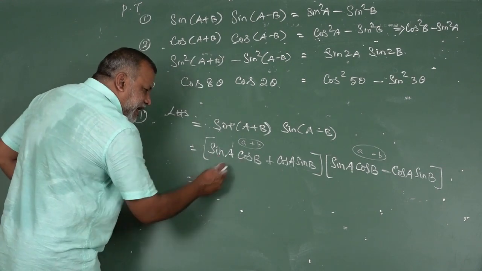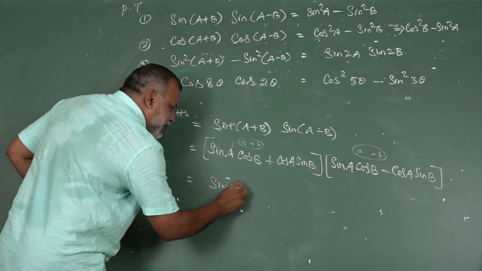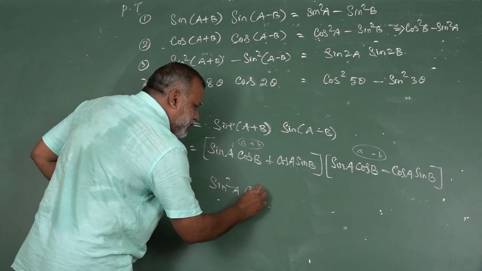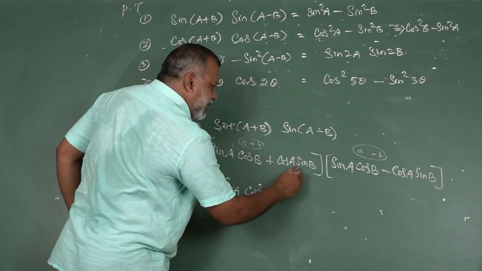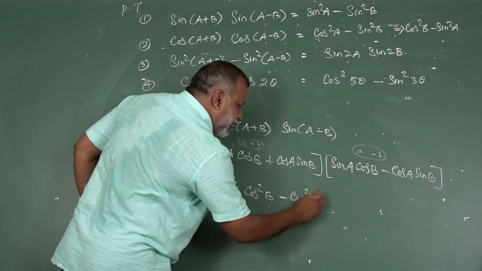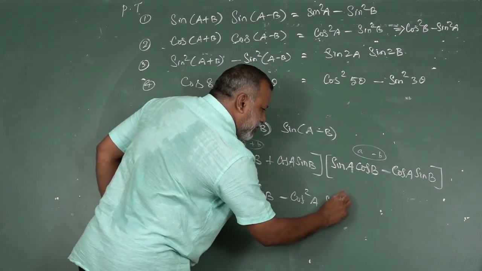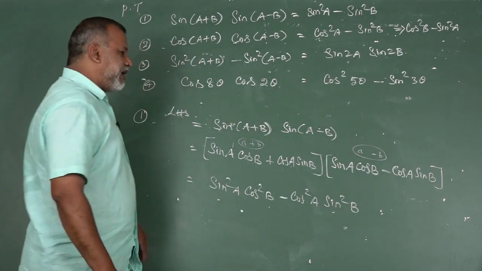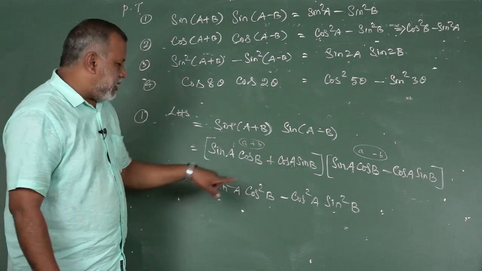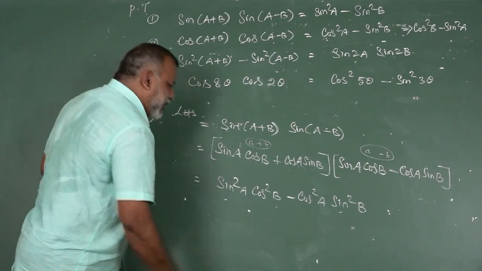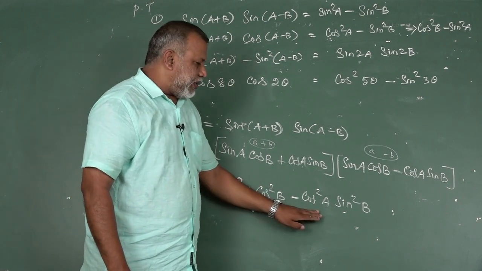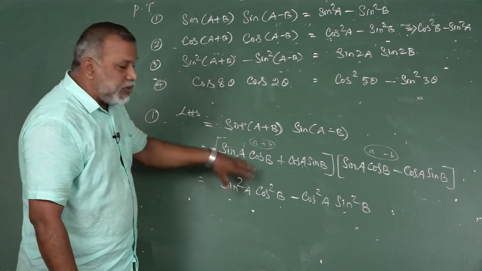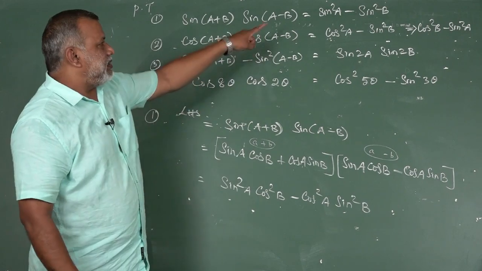So instead of A, squaring means sin squared A cos squared B, minus, instead of B, cos squared A sin squared B. So we are getting A plus B into A minus B, which gives sin squared A cos squared B minus cos squared A sin squared B. Now use the application.